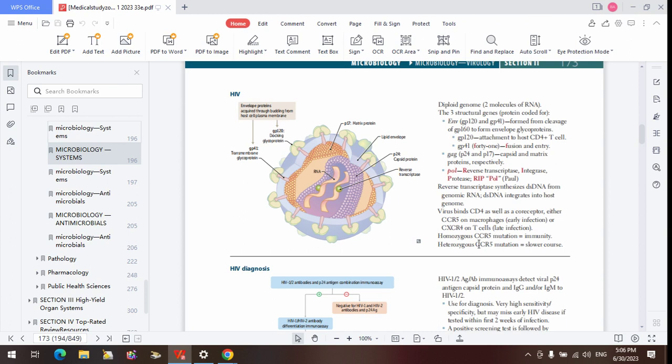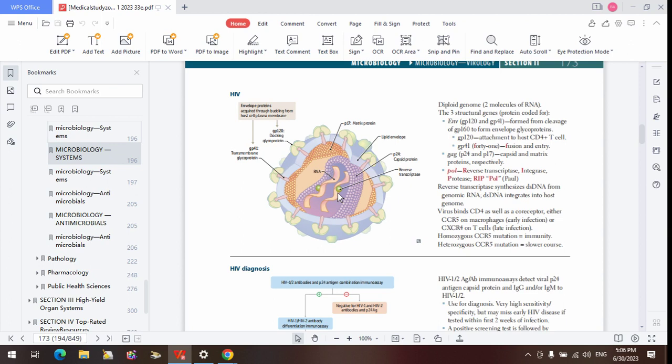Reverse transcriptase will now start working. Because this is 2 strands of RNA, it has to convert it to DNA so that it can incorporate it into the host, because a T cell is a eukaryotic cell. It will not contain RNA. It contains DNA in the genome. So what does it want to do? It will convert this to complementary DNA strands, double-stranded, and it will now incorporate it into the host DNA.